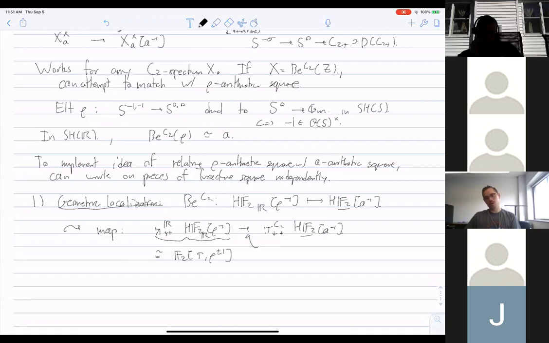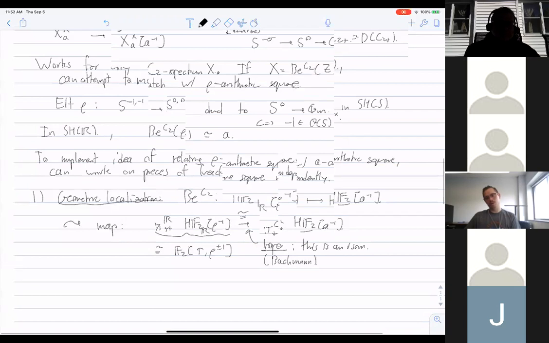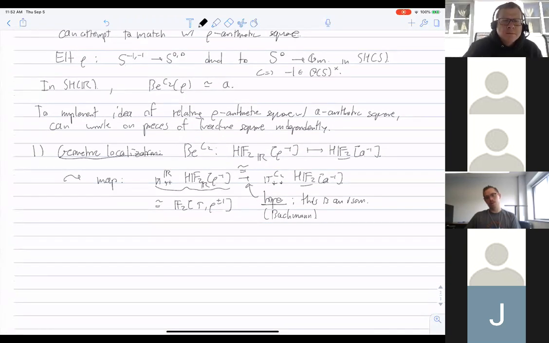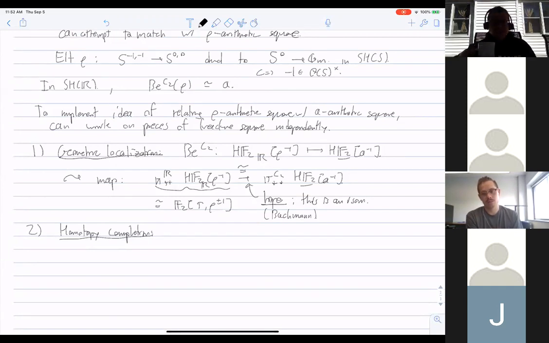And you might hope that this comparison map is an isomorphism. And as I'll explain later on, that hope is correct. This is essentially a result of Bachmann. Well, a very special case of a result of Tom. So that deals with the geometric localization. The more subtle part is how to deal with the homotopy completion. By homotopy completion, I mean the X sub H part.